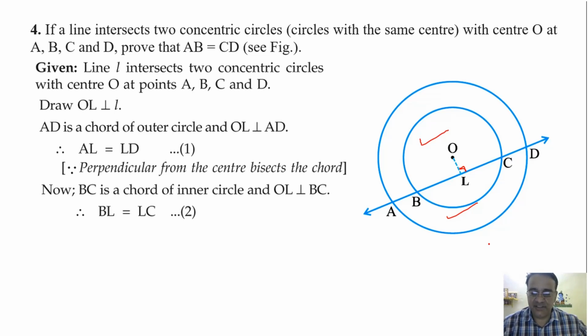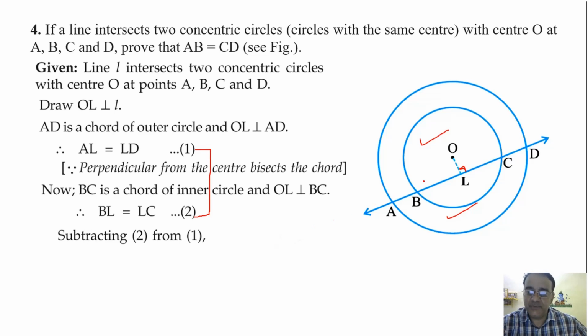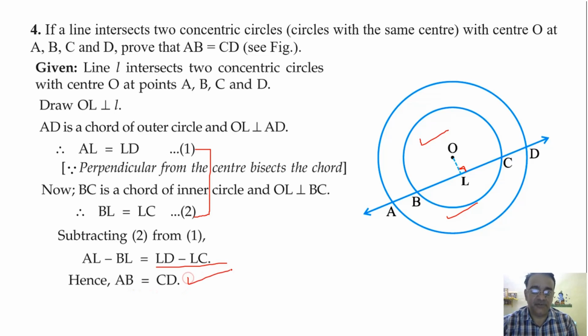Okay. So whether this is clear? Yes, sir. Now we have to subtract these two equations. So AL minus BL, what you will get? AL minus BL, AB, right? And DL minus CL, CD, right? So this is the proof. Any doubt? No, sir.